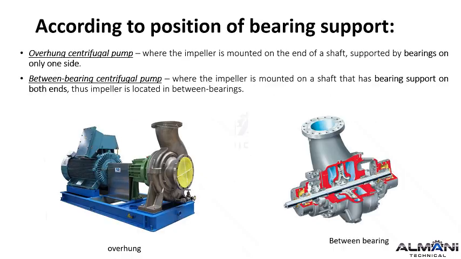Pumps are also designed based on how the impeller is supported. In an overhung design, the impeller is mounted on the end of the shaft, like a cantilever with bearings on only one side. This is a compact design. In a between-bearing pump, the impeller is mounted between 2 bearing supports. This provides much greater stability for heavier loads and is essential for larger, more powerful pumps.